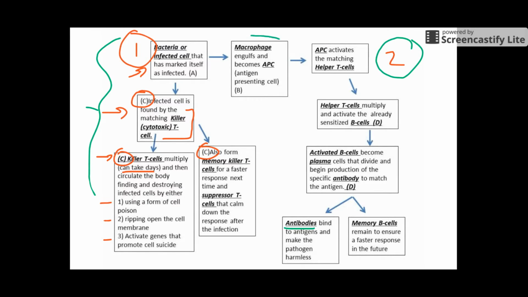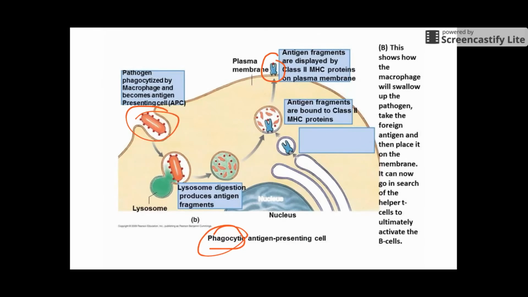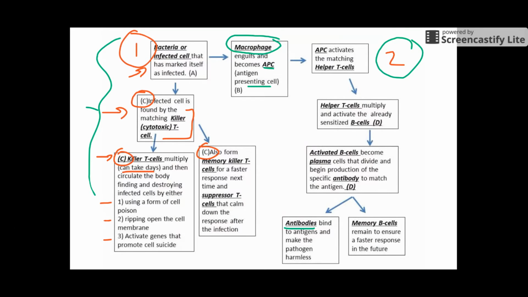So the way it starts is you have a macrophage. So remember, macrophages are these big cells that swallow up a bacteria or virus. And then it becomes what's called an antigen-presenting cell. So that's the slide that I showed you here, right? So where it's swallowed it up and became an antigen-presenting cell. So once it's become an antigen-presenting cell, now it's got to go activate the helper T cells.